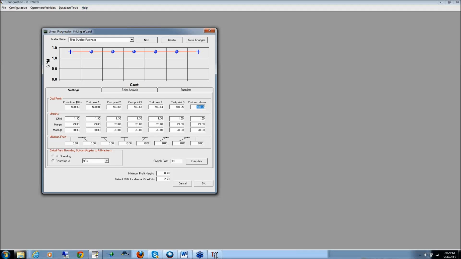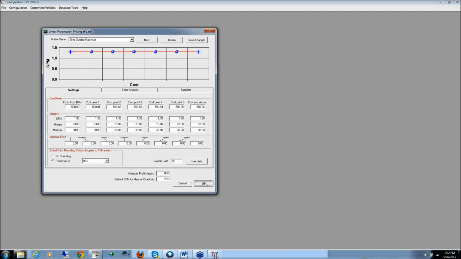And that's because I'm basically saying that I'm not concerned so much with the cost of the tire. 1.3 is going to be my cost plus multiplier, whether it's a $50 tire or a $300 tire. That's just going to be my standard markup for those parts. One last piece that we're going to go to before we get out of our configuration windows.